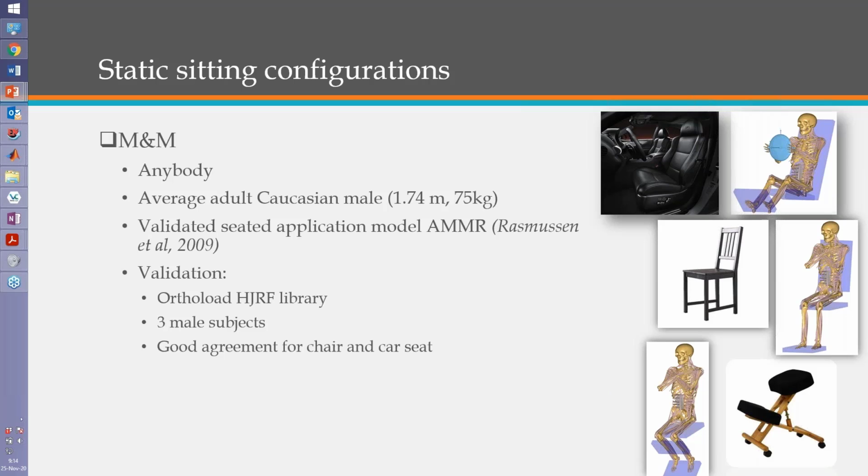As mentioned, we used the AnyBody system to look into that. We used the average adult Caucasian male, which is available in the AnyBody system. We built on the validated seated application model from the AMMR from previous work by Rasmussen et al. And we checked the results by also performing a validation with OrthoLoad data from 3 male subjects, in which the sitting configuration in a regular simple chair and a car seat was available.